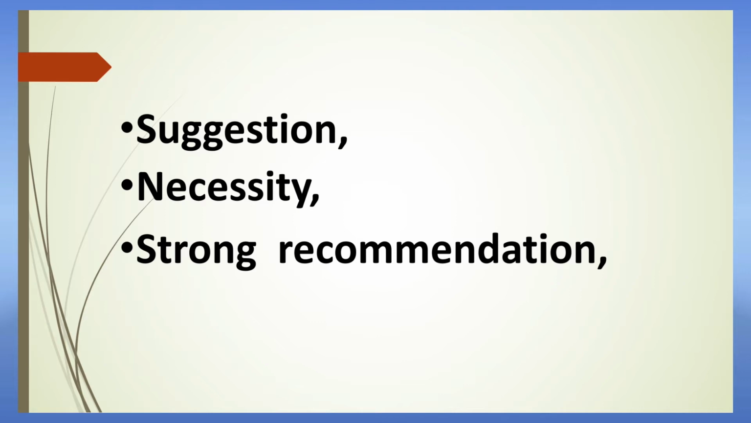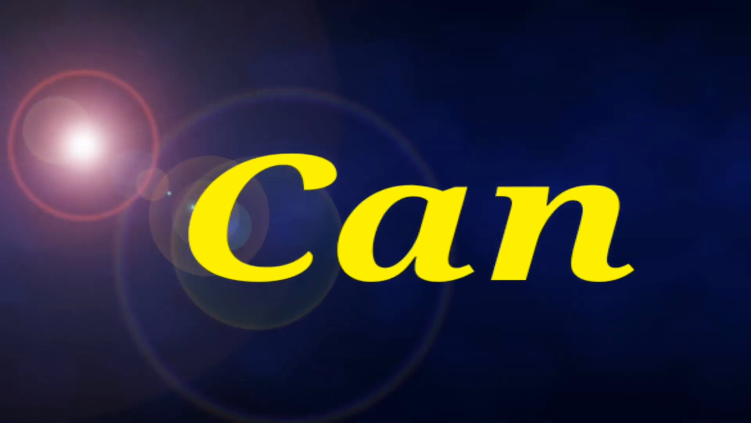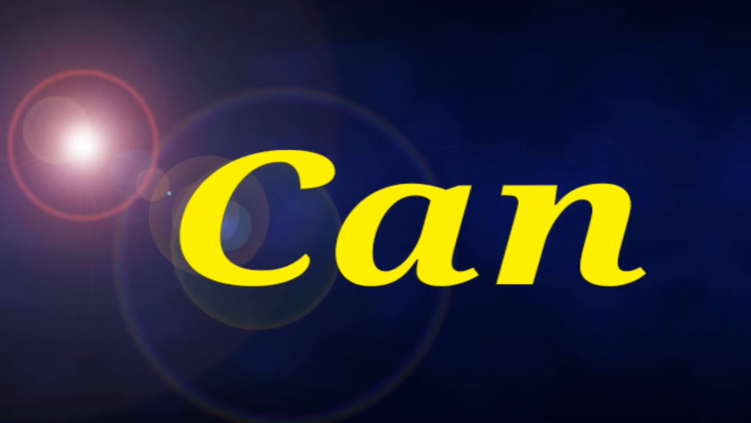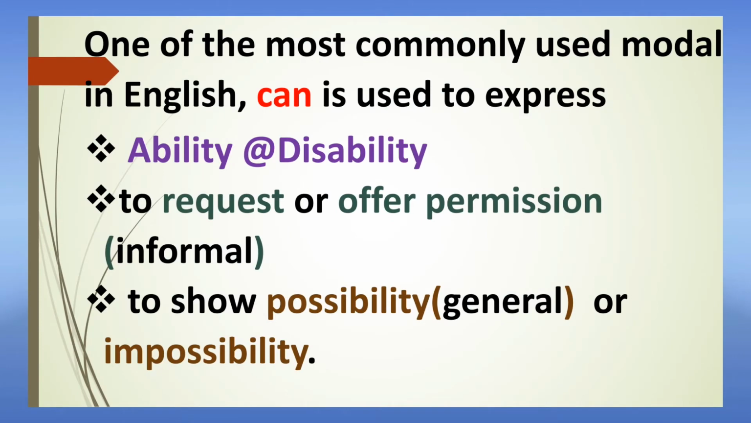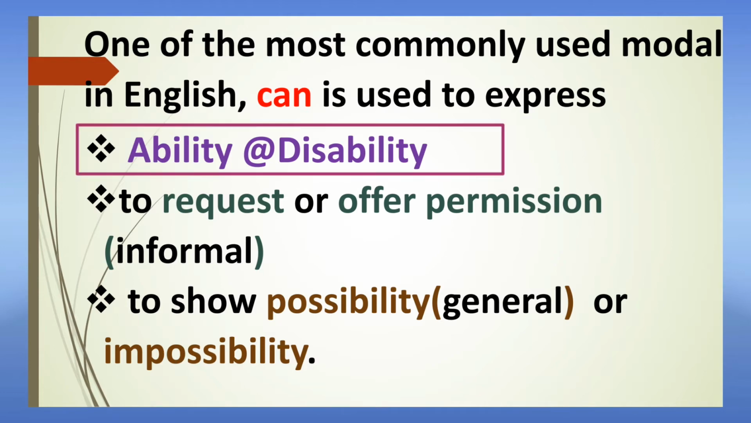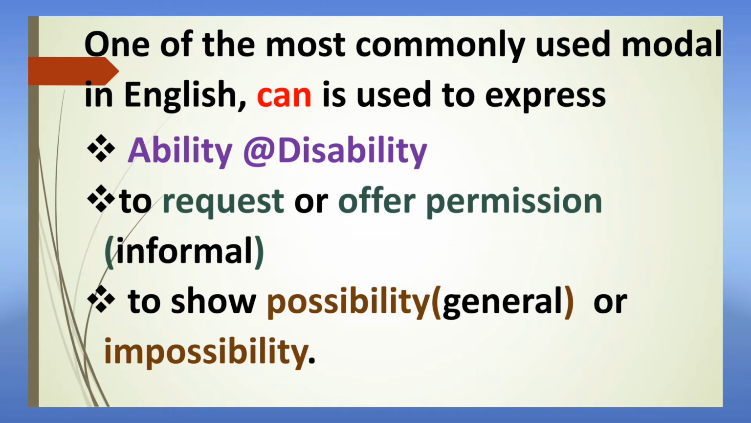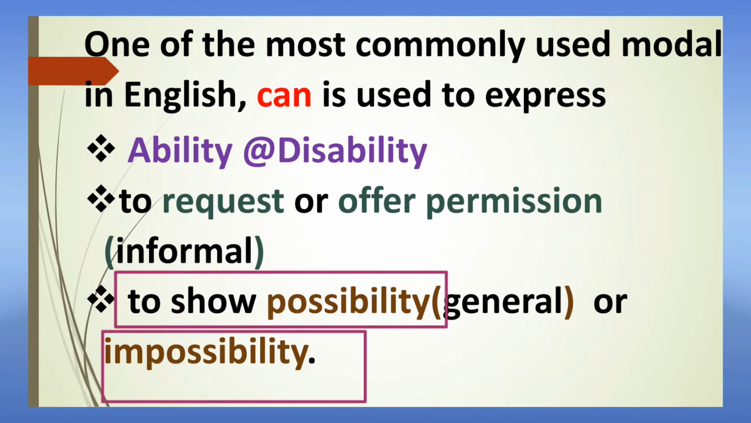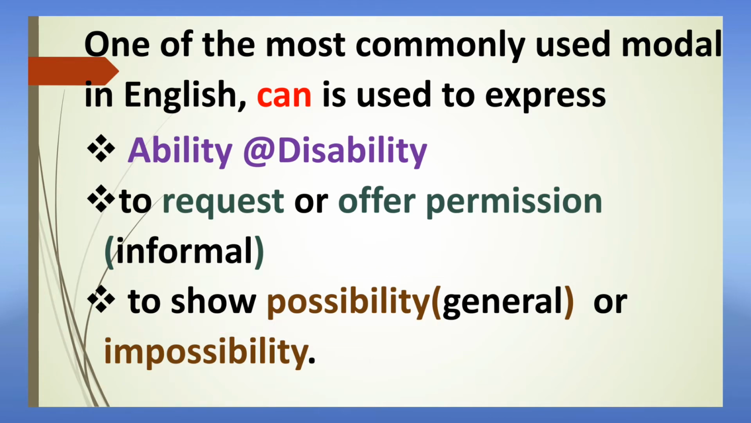So far we have learned about the functions of the modals. Now let's discuss them one by one. The first modal we are going to learn is can. Now let's begin the first modal. One of the most commonly used modals in English, can, is used to express ability and disability, to request or offer permission, and to show possibility or impossibility. So let me explain. One of the most commonly used modal verbs is can.